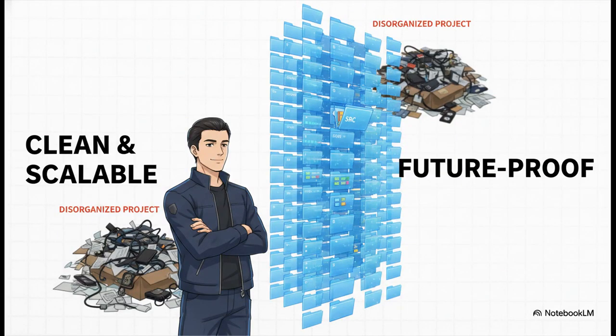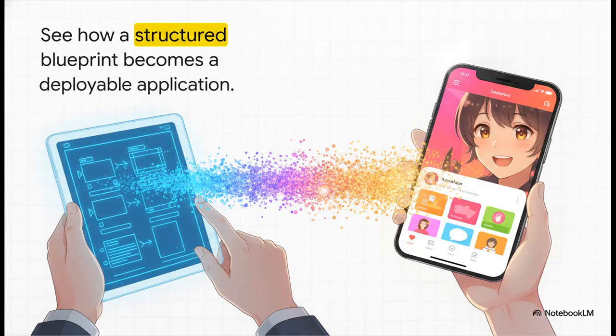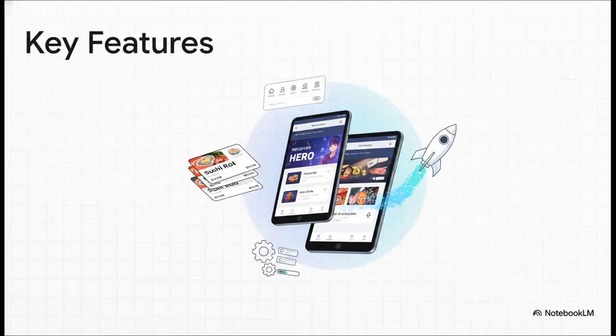And organization is just crucial. A good folder structure makes everything so much easier. See, everything has its place. This makes the code way more intuitive to work with. So with a solid blueprint, you get a real functional product. Let's see it. The final app has all the essentials, from being fully responsive to being live online.